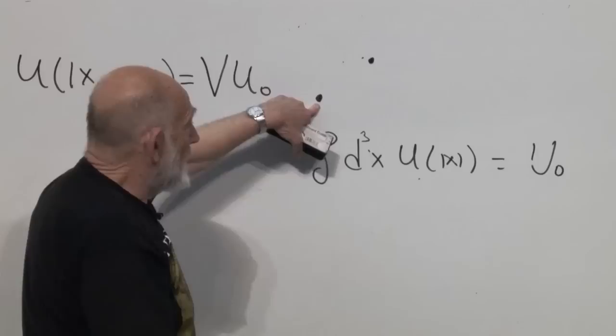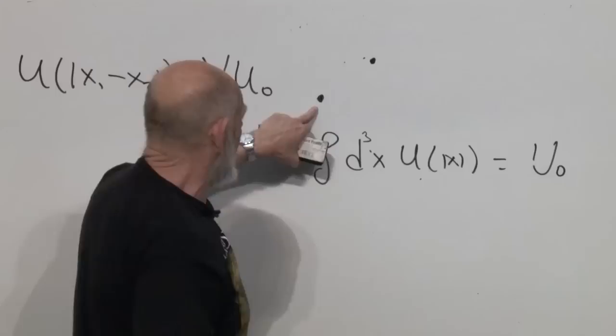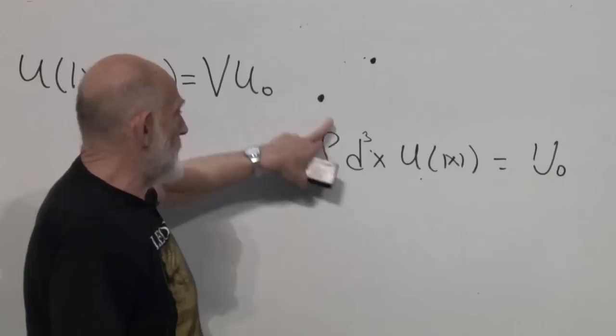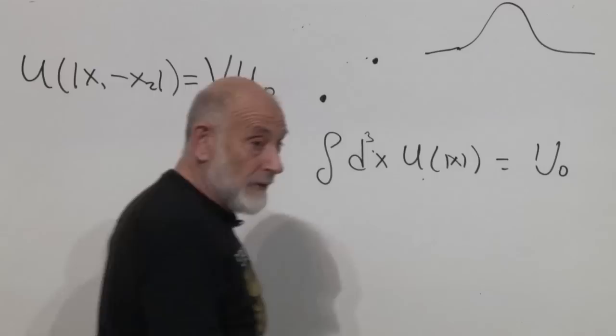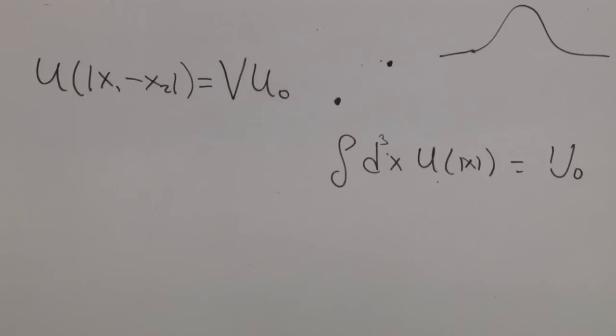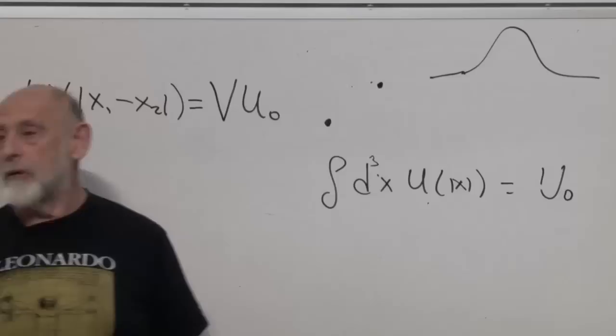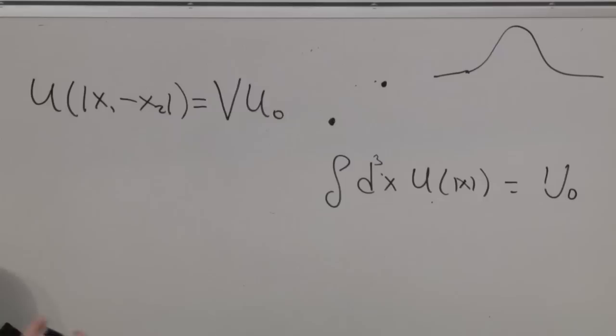You might ask, why doesn't holding this one fixed and integrating the other one give us a factor of volume for that? Because we're assuming that whatever the function U is, it goes to zero when the particles get far apart. Whatever U is, it's only significant when the two particles are within a certain distance. Beyond that distance, it goes to zero.